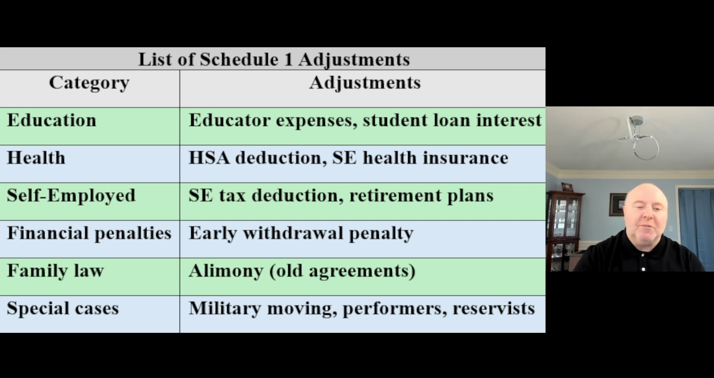And then there are some special cases like military moving. Generally we don't get to deduct moving expenses any longer, but military does have a limited exception where they may be able to deduct the moving expenses. All right, so we take these, and like I said, they go on the 1040, line number 10. So let's take a look and see what your next step should be as you continue to get the information to complete your taxes.